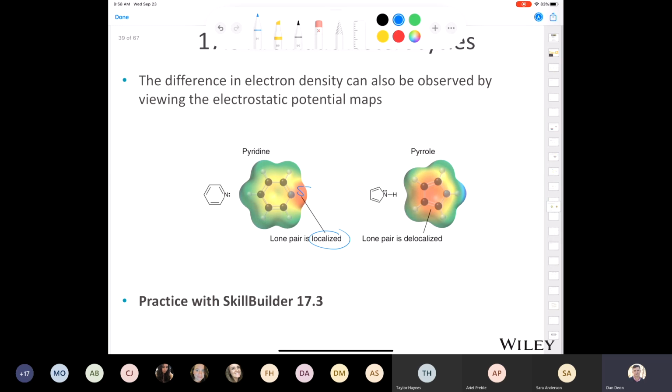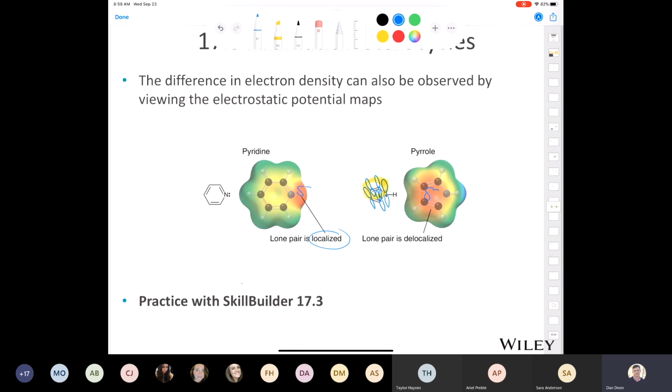So you have all that partial negative charge there, whereas this lone pair is part of the continuously overlapping system of p orbitals. And so it is completely delocalized between all of those p orbitals. And that's why we see that partial negative charge all over the ring.